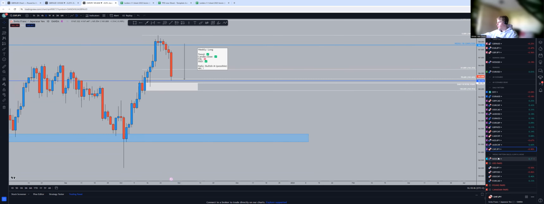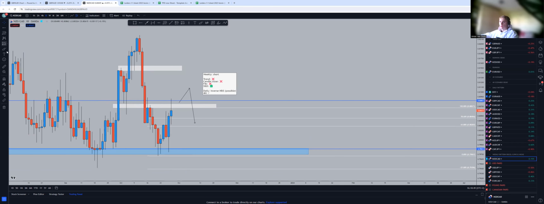Then AUD CAD, we wanted to take the long for the potential shoulder 1, head, shoulder 2, which can potentially make within the bullish M next week, so we couldn't take it.